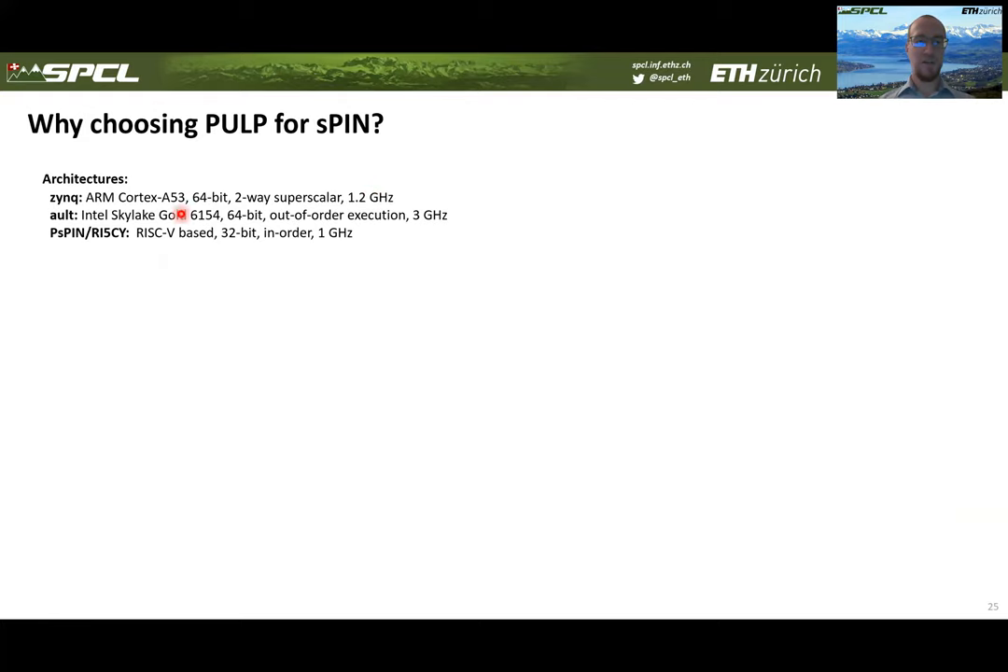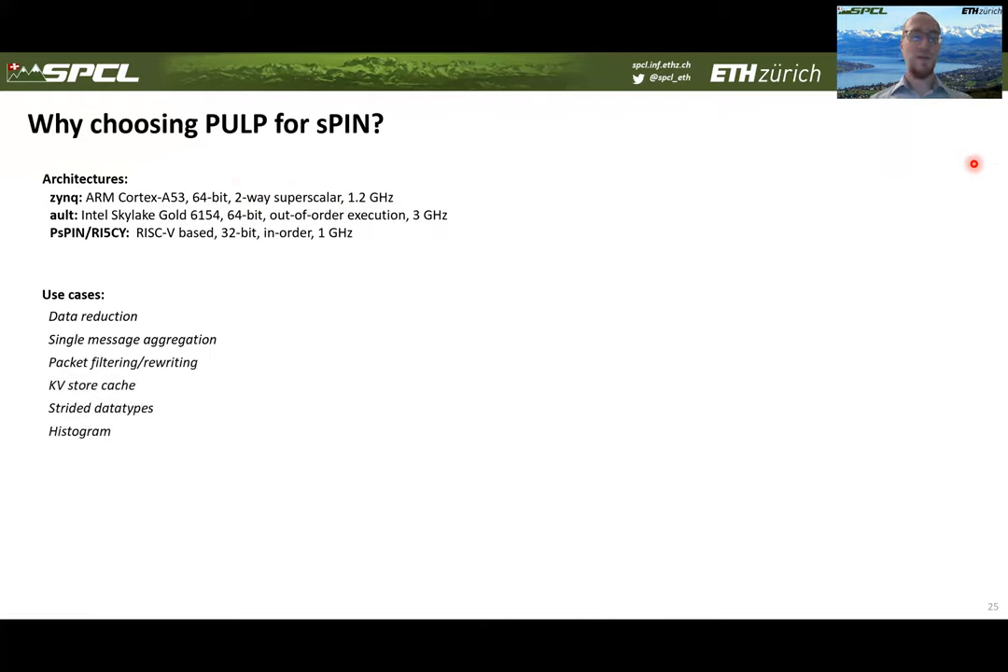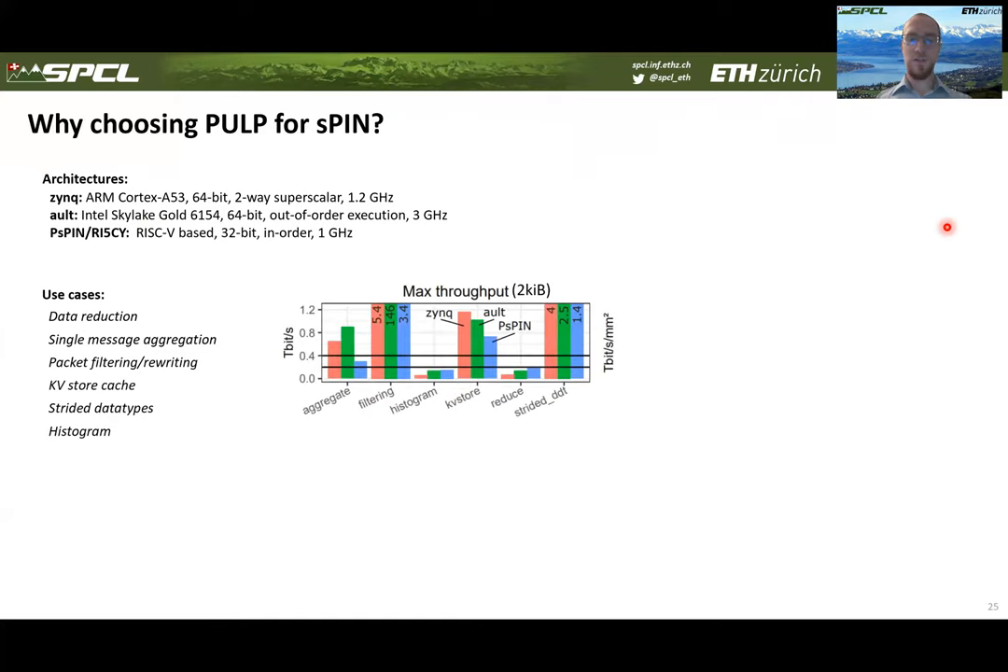We compare our architecture to a Zynq implementation, which is an ARM Cortex A53, a 64-bit CPU, so relatively beefy, but not the biggest one, at 1.2 gigahertz, so somehow comparable frequency. We also compare it to an Intel Skylake Gold Edition, which is now a really fast 3 gigahertz CPU. And our unit, as I mentioned, is a 32-bit in-order 1 gigahertz core. So a very, very simple core, even compared to the Zynq core. The use cases we have are numerous. I don't want to explain them in detail, I just want to show you some results.